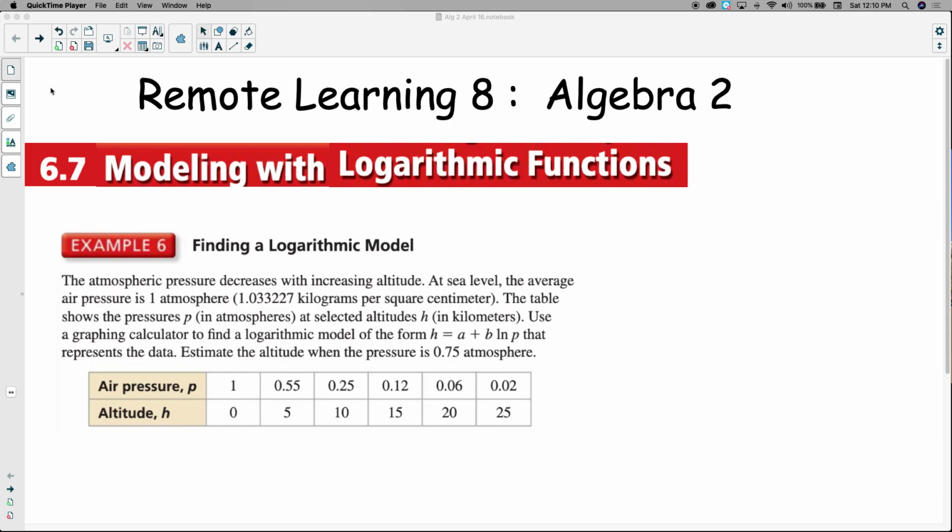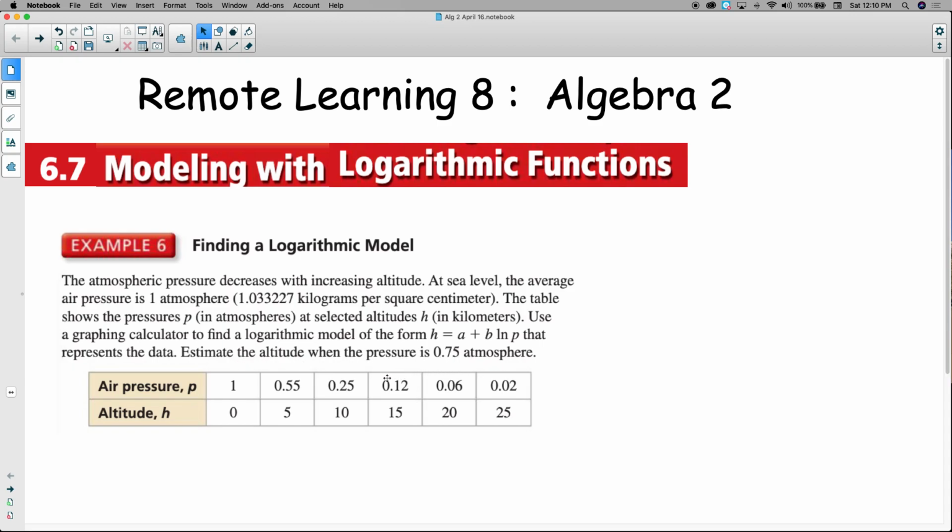So just wrapping my mind around this problem, and as is true with most word problems, there's some extraneous information. In the end, we're just going to be grabbing the table, and there's very few things that are really important until you get to the end and they ask these extra questions like estimate the altitude when the pressure is 0.75 atmospheres. Okay, so without reading the rest of it, you can't really understand what to do.